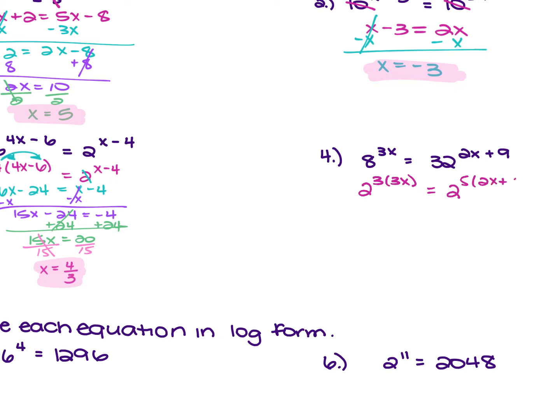So again, we want our bases to be the same. They are now the same. So we can cancel out those 2's, multiply the 3 times the 3x, that gives you 9x. The 5 times the 2x plus 9 gives you 10x plus 45. Because I have x on both sides, I'm going to move the x over that has the 10 in front of it. So I'm going to subtract it from both sides. And that gives us that negative x is equal to 45. You cannot keep the negative in front of the x, so divide each side by the negative 1, and you get that x is negative 45.